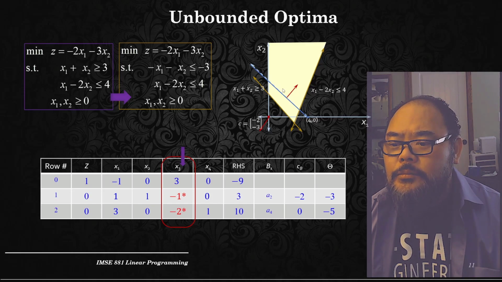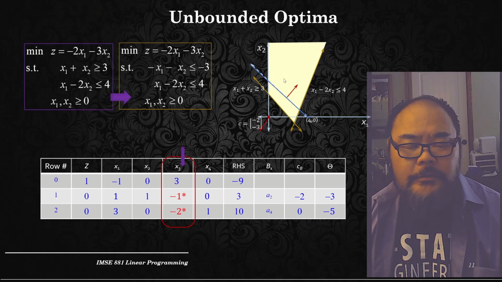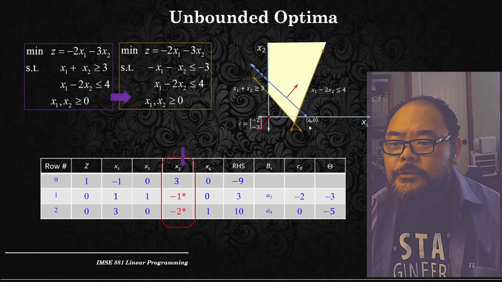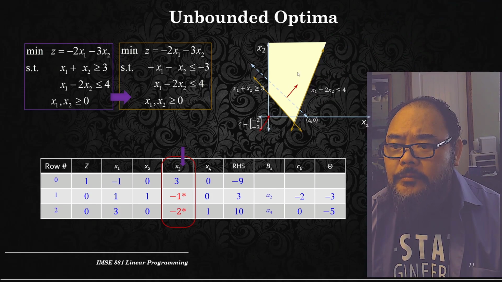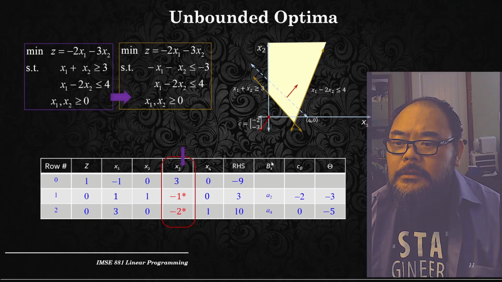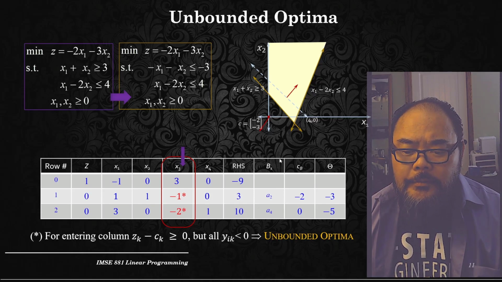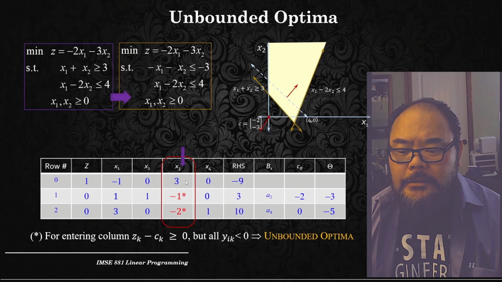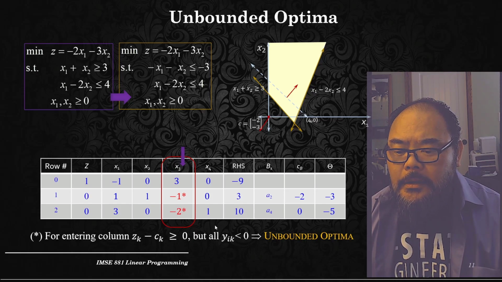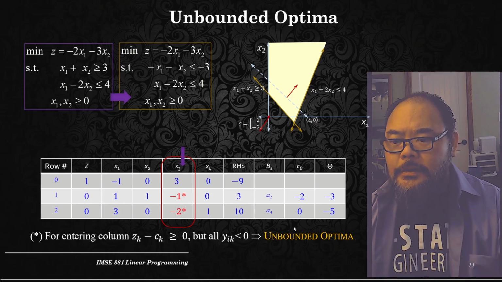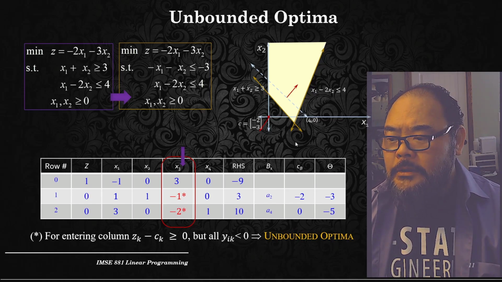Let's look at this blue line right here. This is the feasible region we have based on these two constraints, and this is my objective function level set, and you see that it can go as far as that direction. So z3 minus c3 is greater than 0, but all the yi3 elements in this column are less than 0. This is the situation where we have an unbounded optimal solution.